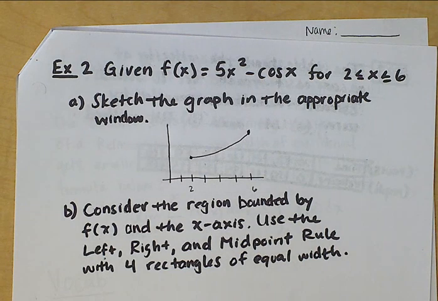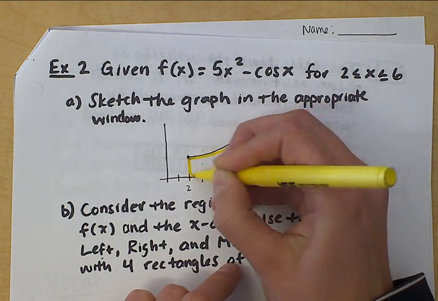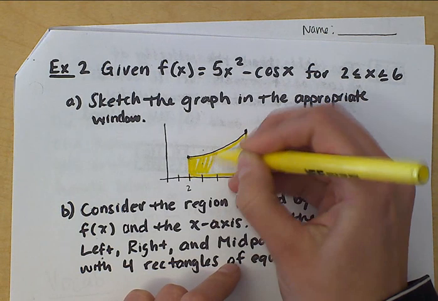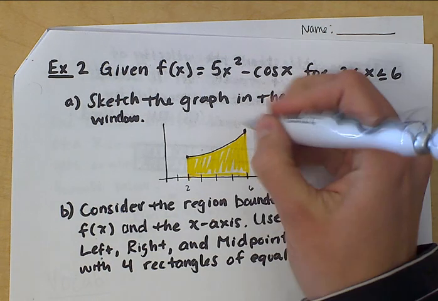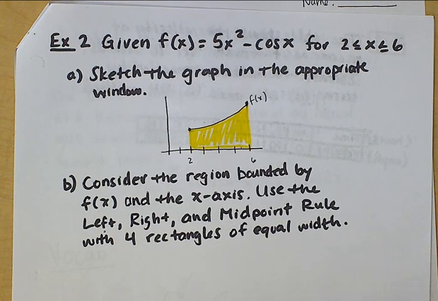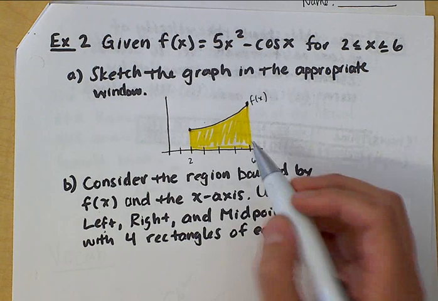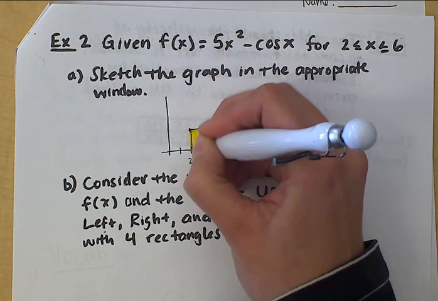So what we are actually trying to take the area of would be this yellow section here. We're trying to find the area of this part right there, from 2 to 6. I also will label this as f of x, like that. Okay. So, part B says, consider the region bounded by f of x and the x-axis. So that's saying the region under the curve and between the x-axis, which is indeed this area here.